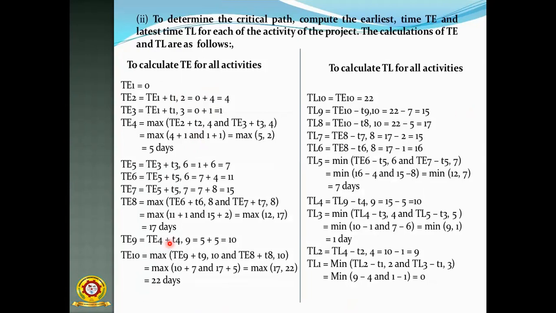So how we are finding TE is forward passing, and TL is the backward passing. So you have to remember this. TE is forward passing and TL is the backward passing. All of you must note this point.